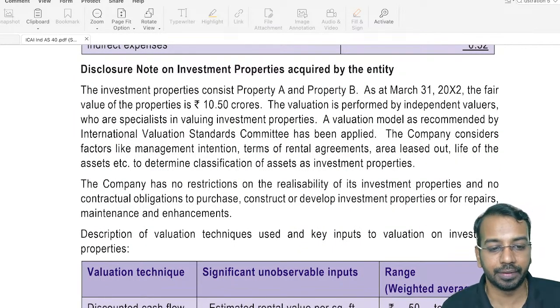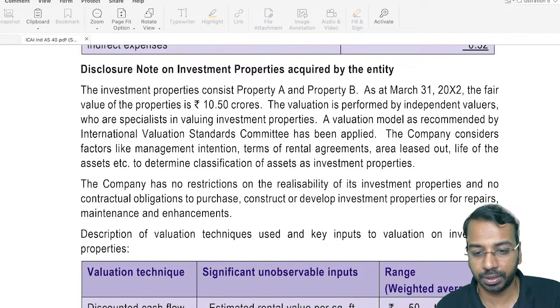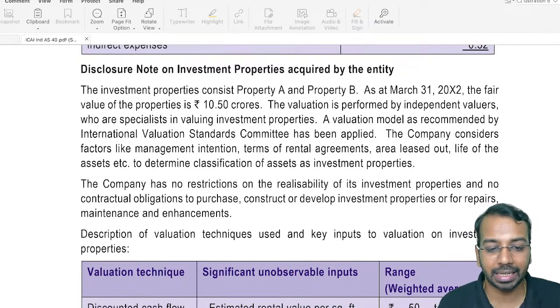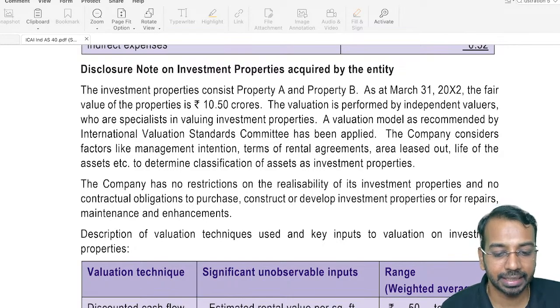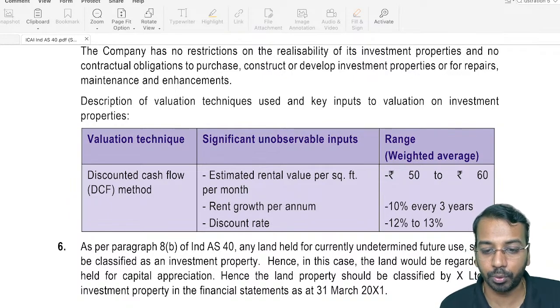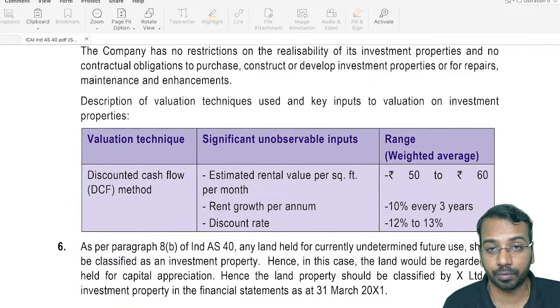Okay, then you have to disclose how you have got to the fair value. So the fair value is 10.5 crores. Who has done the valuation? Independent valuers, who are specialists. Then the method used is the valuation model recommended by the International Valuation Standards Committee. Then the various factors that have been considered. Then what is the technique used? Valuation technique used, what are the observable and unobservable inputs, and what is the range that is there. Now this is what you have to present in these types of questions.